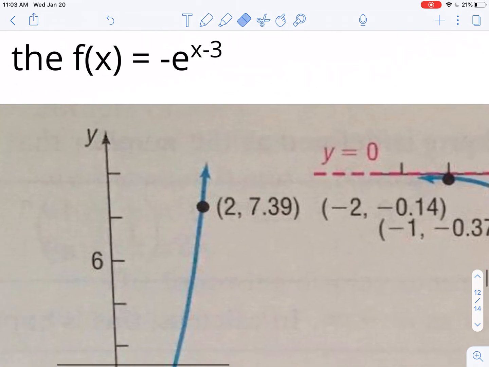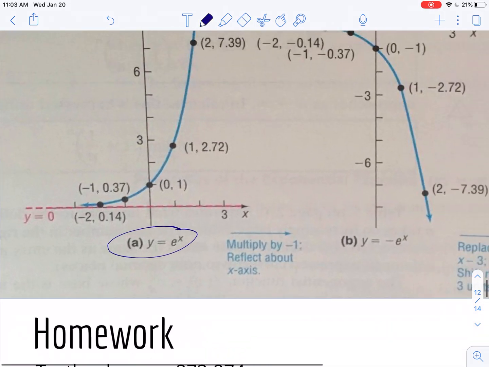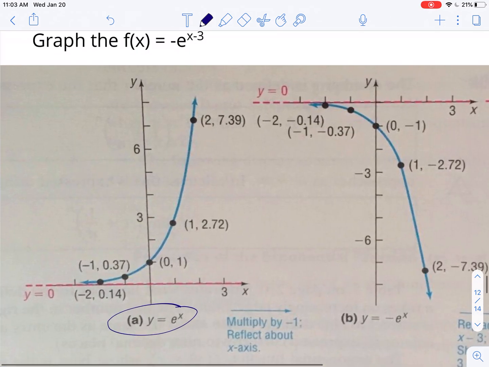So if I think about this, this is the graph of my parent function here. y is equal to e to the x power. This is the graph of the parent function. Then what it's saying is, all right, first thing that's happening is we're multiplying it by a negative 1 on the outside. And since it's outside and not with the x, that means a reflection about the x-axis.